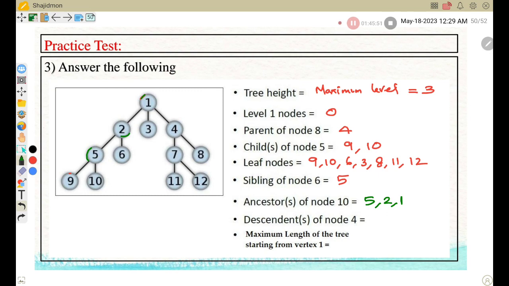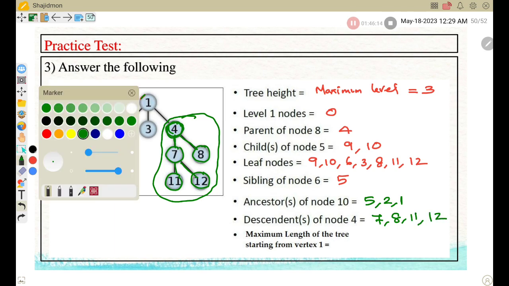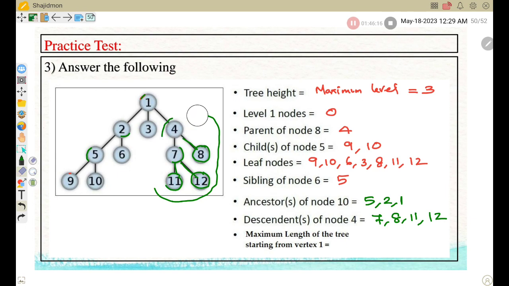Descendants of the node 4. Node 4 is here. What are the descendants? Just take this subtree, this one. What are the vertices coming? 7 is coming, 8 is coming, 11 is coming and 12 is coming. So what are the descendants of that one? Correct. So 7, 8, 11 and 12. Now what is the next question we need to answer?